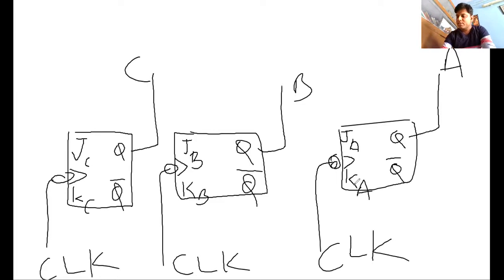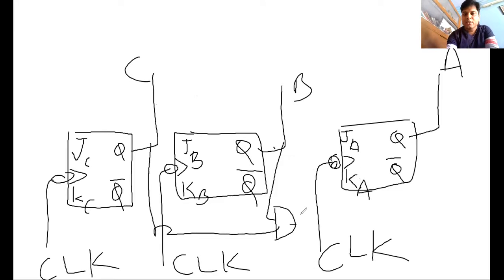So what is the input at JA? For JA the input is BC, B and C. So we can draw it here for the BC input: B coming from that side, C coming from that side, and this goes to JA. Again, what is the value of KA? In KA, again, the value is BC. It is better to combine them from there.